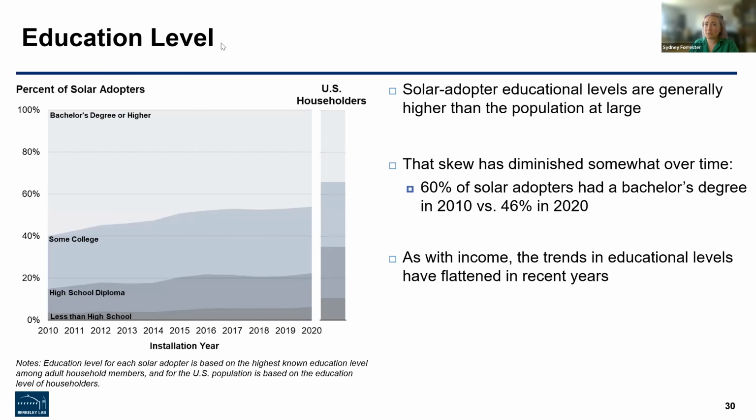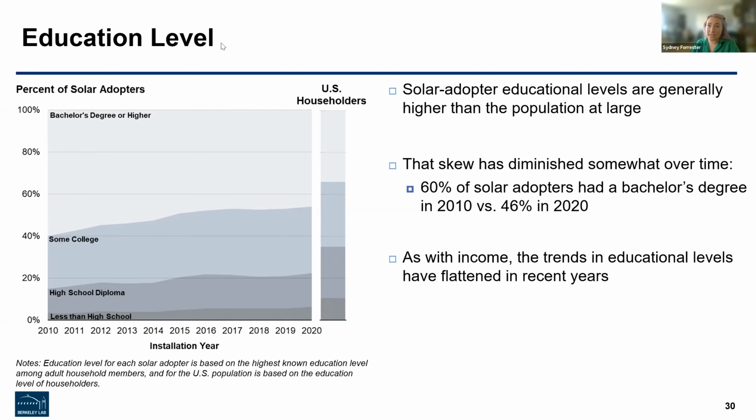So the next couple I'm really just going to blaze through. And again, feel free to put in Q&A questions if I'm going too fast and if you want to spend more time with it. So education level, this is fairly straightforward and consistent with last year's, but we do see that solar adopter education levels are generally higher than the population at large. And then again, similar to income, the skew is diminishing over time and has somewhat flattened in recent years.